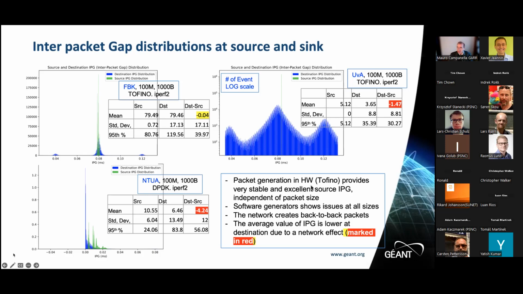To summarize, packet generation is a very stable and excellent source of a flow with a very precise interpacket gap profile at different sizes. The hardware generation doesn't care too much about the packet size. It's just perfect at every size. Software generation, yeah, it's an issue at all sizes. It's milder when you have large packets because the load of the CPU is smaller, but in any case, you do have some effect. The network creates some back-to-back packets, to be investigated better than what I just tried to explain to you.